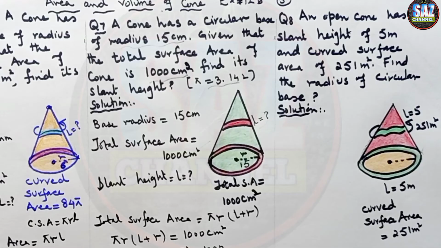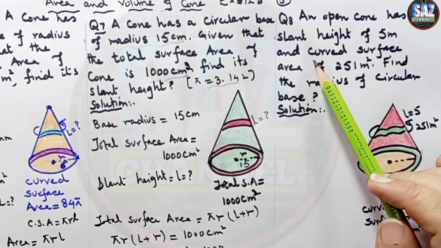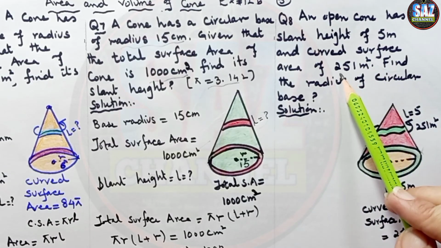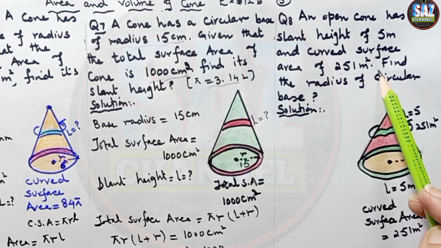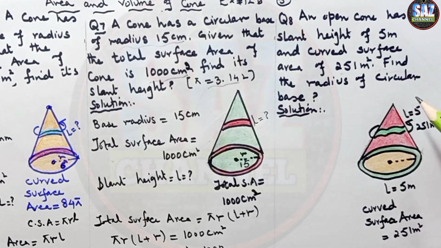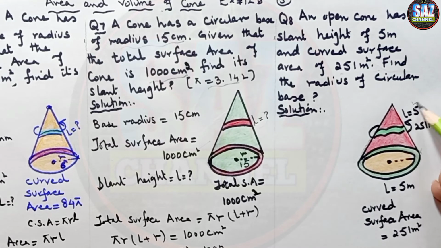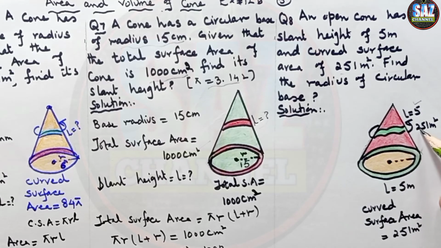Question 8 says that an open cone has the slant height 5 meters and the curved surface area is 251 meters square. Find the radius of the circular base. In this question we are given the slant height, which is 5 meter, and the curved surface area is given as 251 meters square. We have to find the radius of the base. So let's move to the solution of the question.